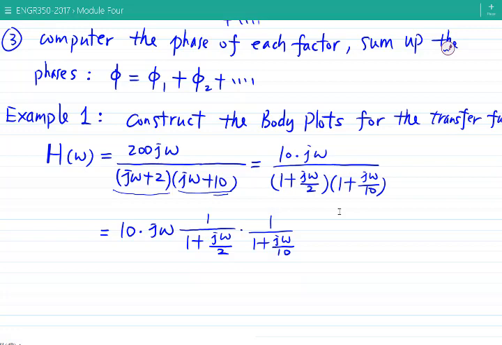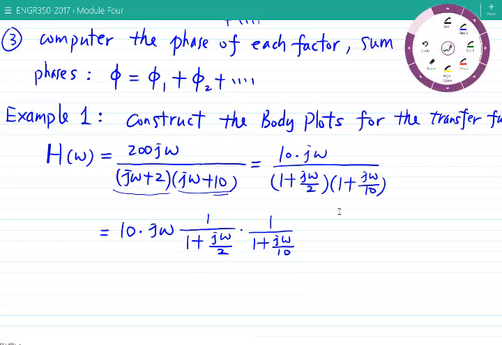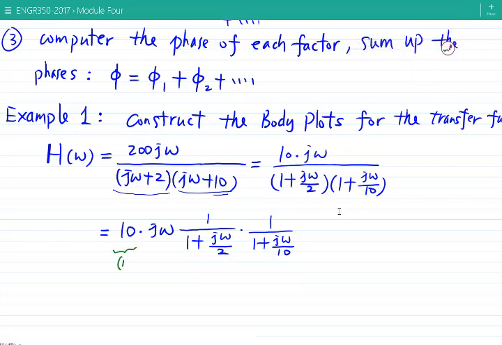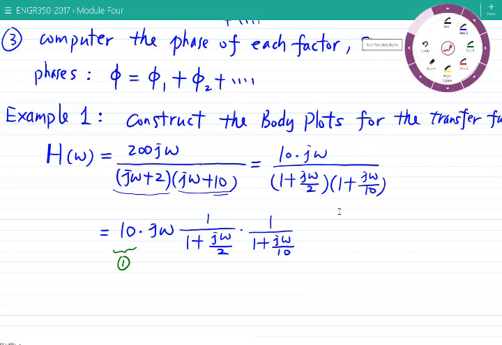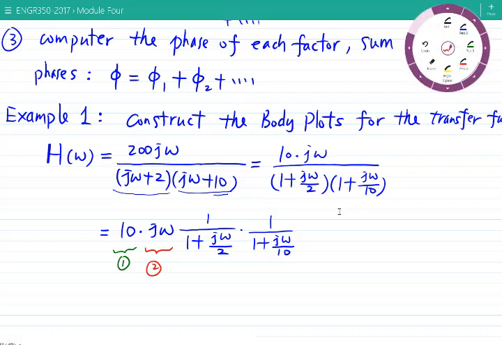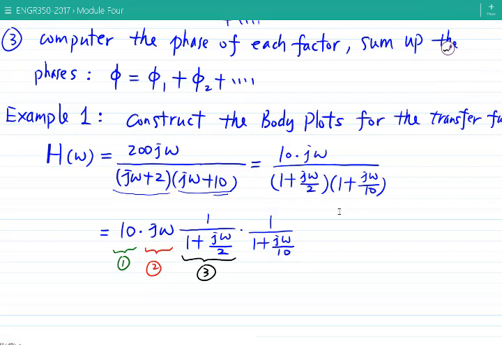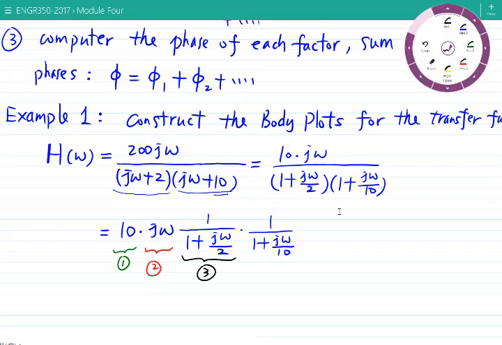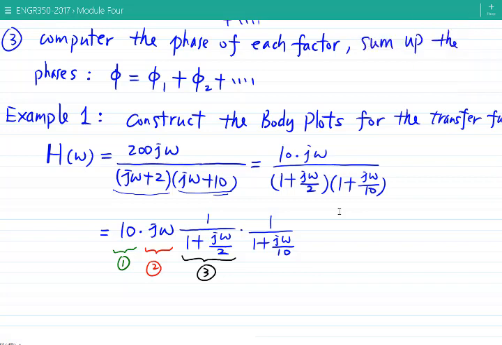So here we have the first factor. This is the first factor, and we have the second factor, we have the third factor, and we have the last factor. Let me choose a better color here. Let's choose green. Let's choose blue. Okay, we have factor number 4.